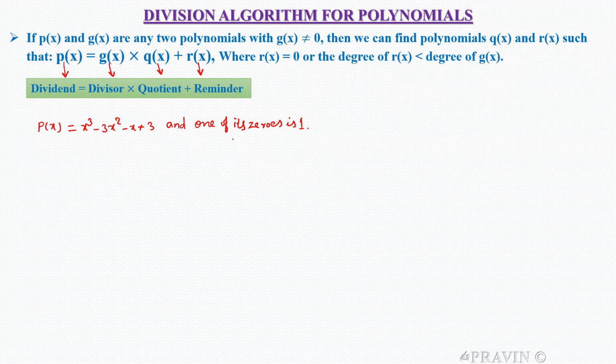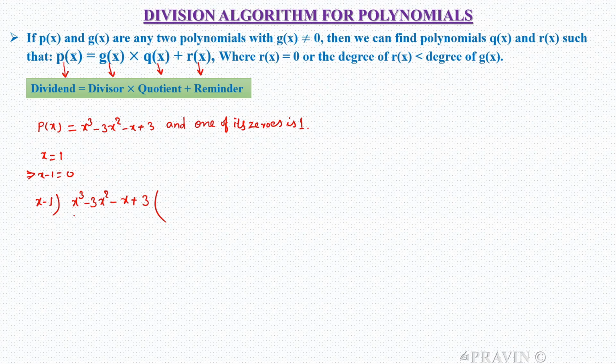Now you have to find the other two zeros. Since you are given 1 as its zero, you can write that for x is equal to 1, the value of this polynomial will be 0. So from here you can write x minus 1 is equal to 0. Now this x minus 1 is a factor of this cubic polynomial. And when you divide this polynomial by this factor, you will get another factor. Let's divide.